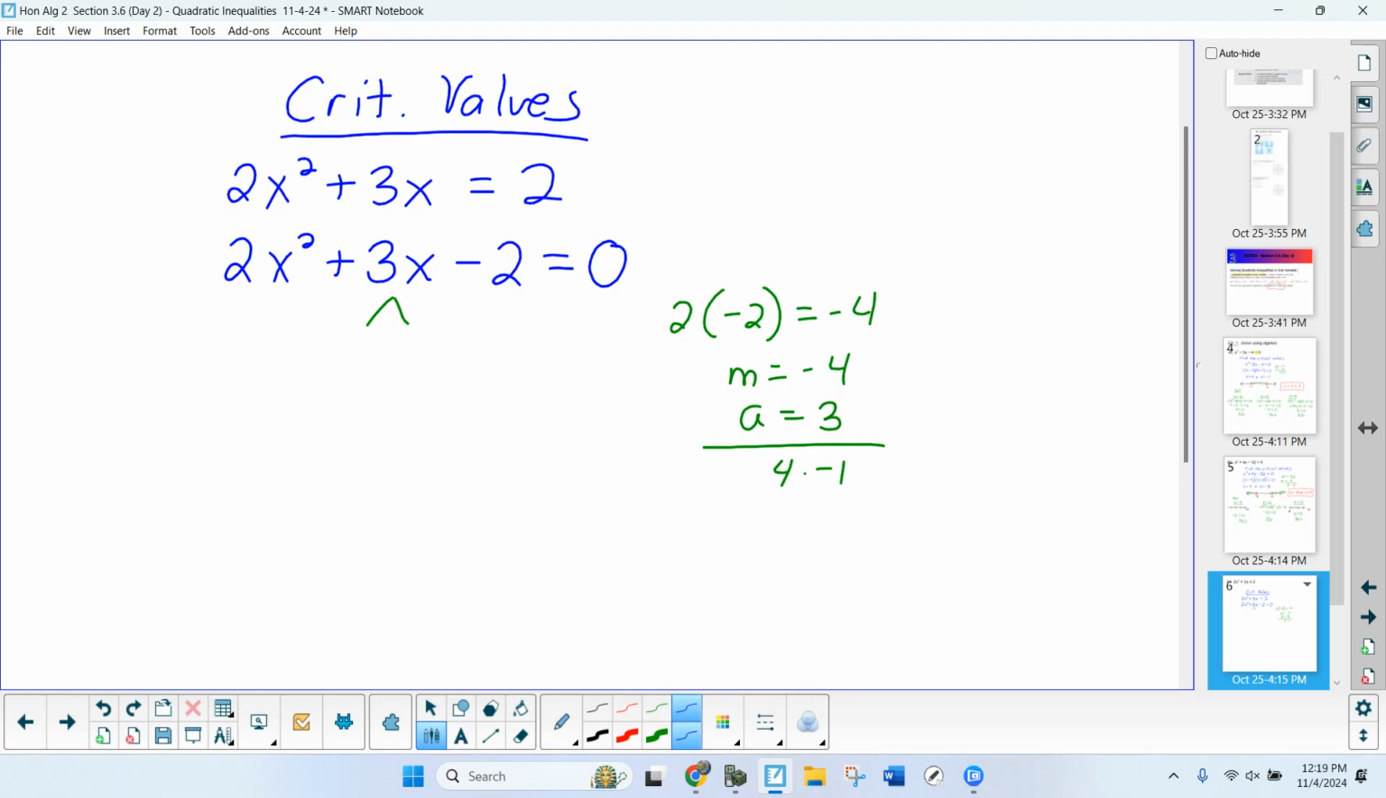So what do you get here, Ty? Which one do you want to put first? 4x. 2x squared plus 4x minus 1x minus 2. What are you going to pull out of the first group? 2x. What do you have left? X plus 2.